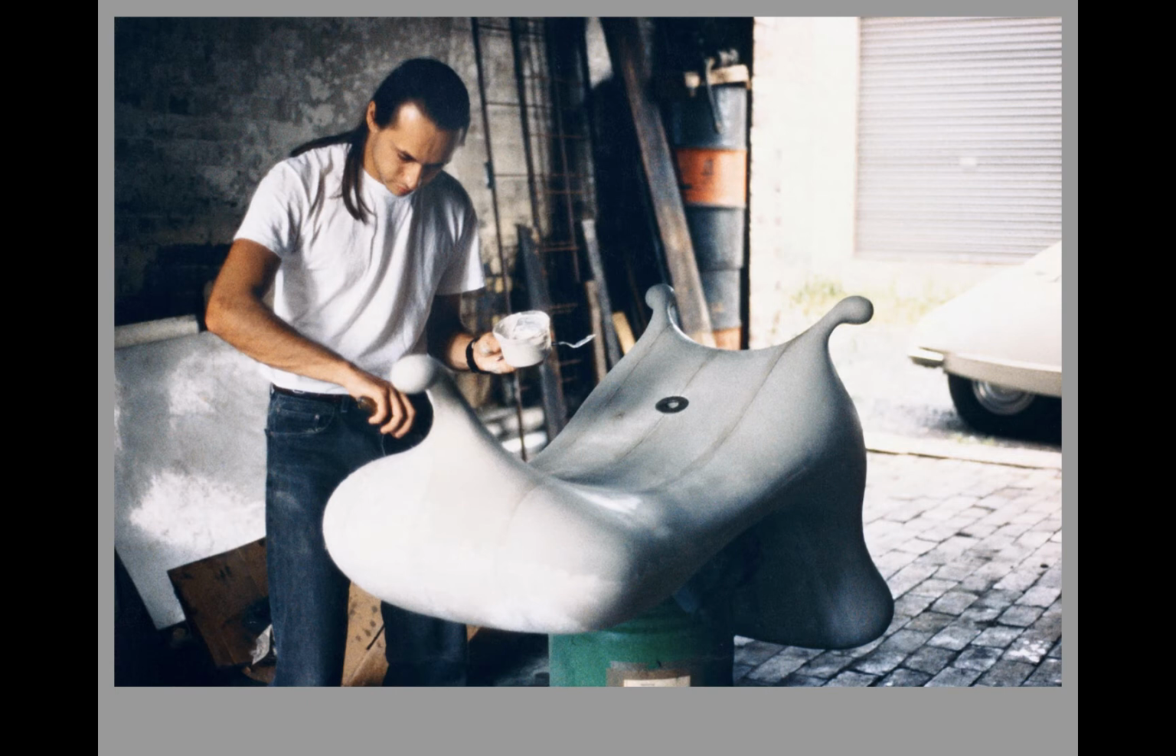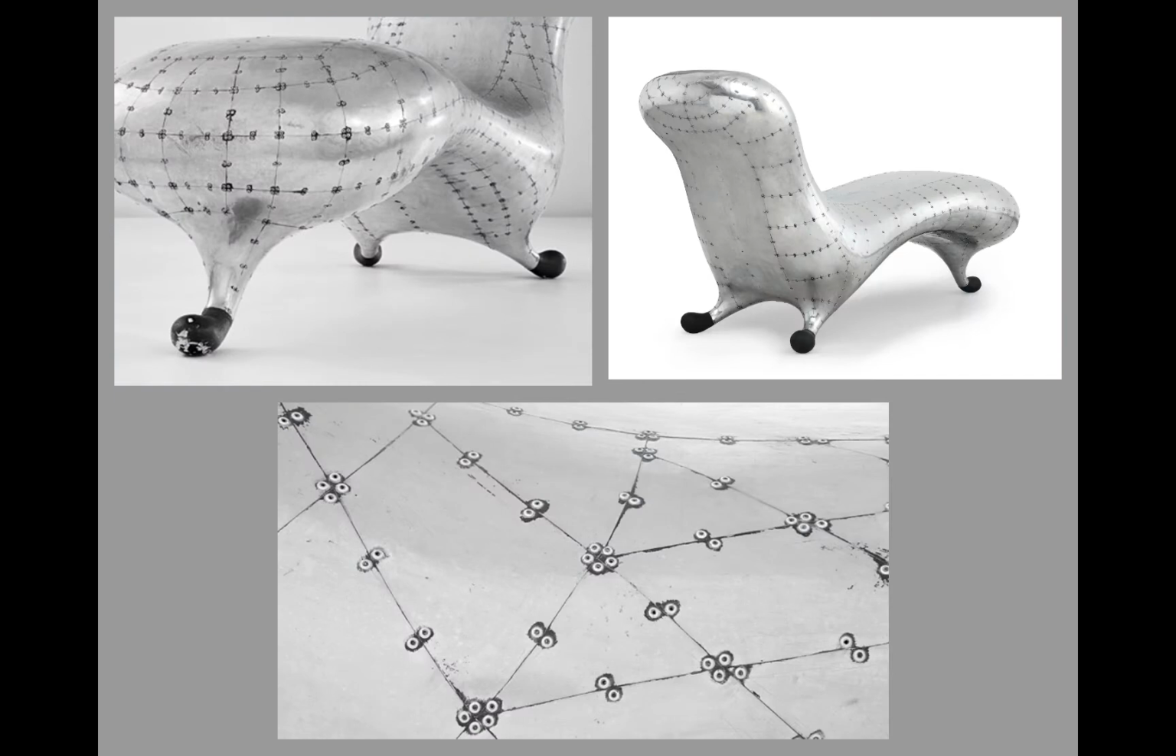So this helped to achieve precise contours and allowed the panels to be put together relatively easily. Each had to be individually cut and filed to fit. Let me back up for a second and let me show you some details here. For this reason, each Lockheed Lounge is unique.